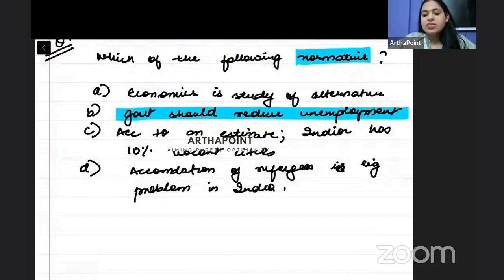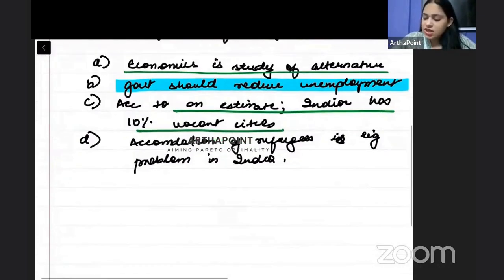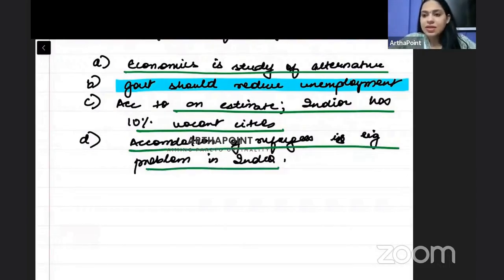द रिमेनिंग थ्री स्टेटमेंट्स आर व्हाट इज, क्या एक्चुअल में है. एग्जैक्टली करेक्ट, एब्सोल्युटली. So if you look at the first statement, it says economics is study of alternative. ये तो एक statement है, हाँ, economics है study alternatives की. The second statement goes ahead and says that according to estimate, India has 10% vacant cities. Again, ये भी सही बात है, ये तो बता रहा है कि 10% vacant cities हैं. The third statement is accommodation of refugees, big problem in India. ये भी ठीक बात है. This is also, we know this thing, ये भी होता ही है.